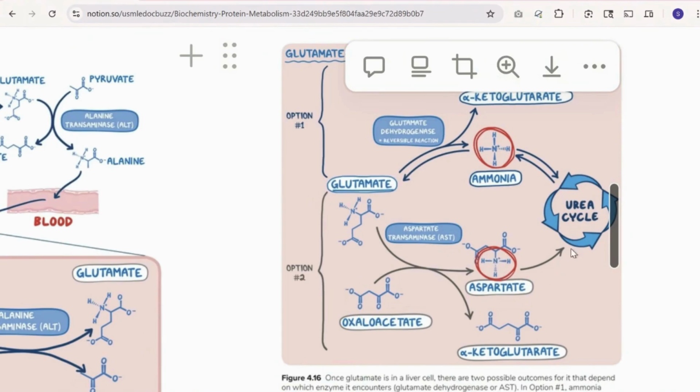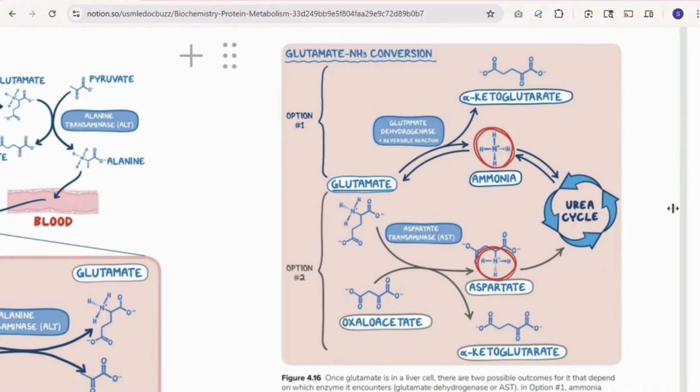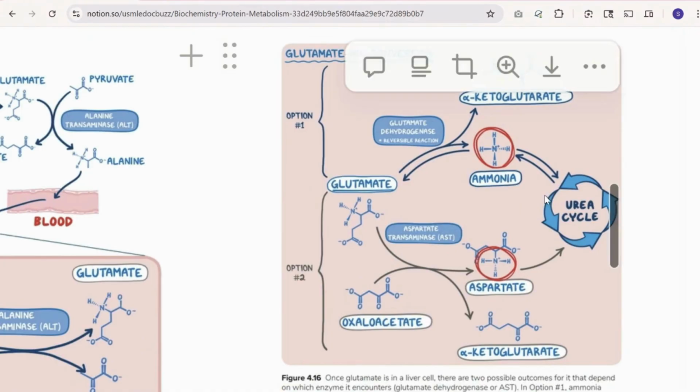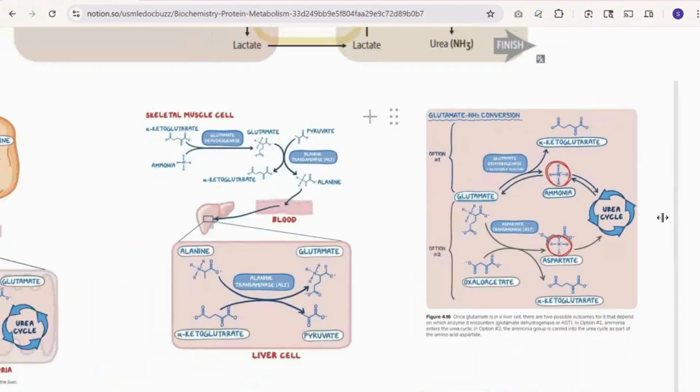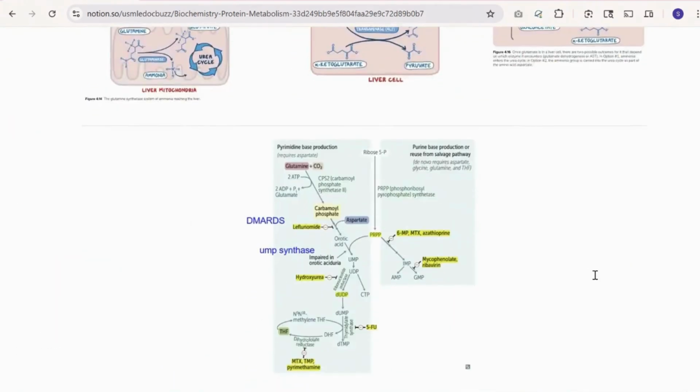And the aspartate itself also goes into the urea cycle, and we'll see where that happens. So all that we've learned so far is how a cell or a muscle sends its degraded products, which is mostly ammonium, into the urea cycle. This is how they do it. So that is the main role of glutamate in all of this.